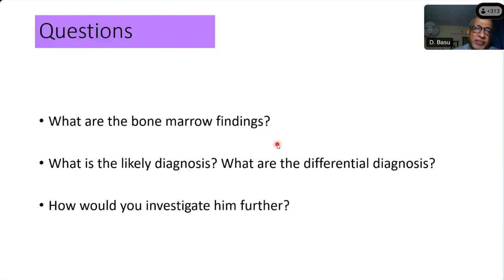Anyone else in the audience? DNA analysis and enzyme levels are to be done. Yes, definitely, sir. But morphologically, does any other storage disorder come to mind?